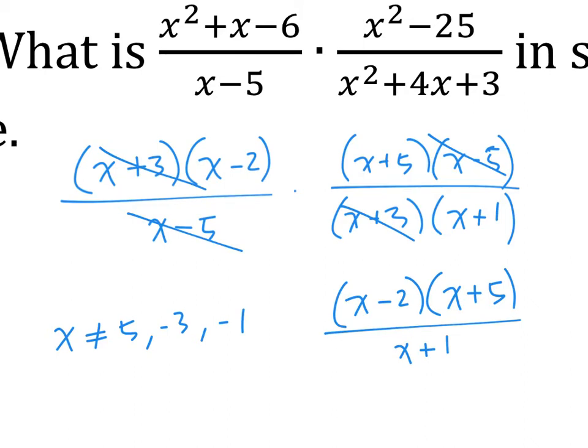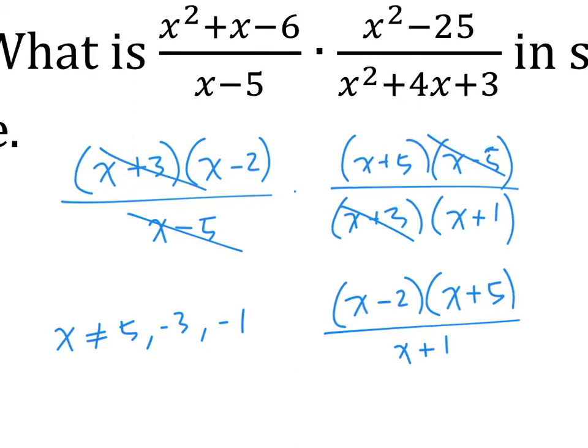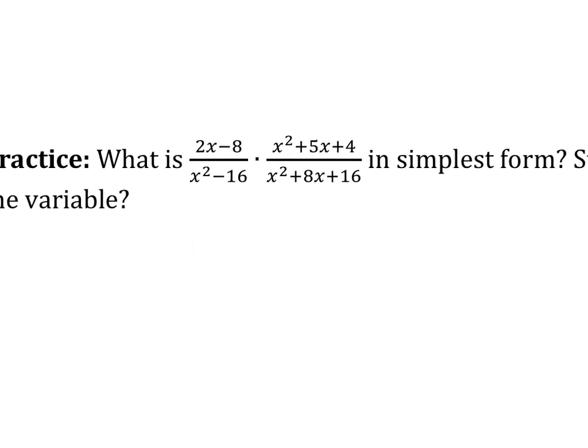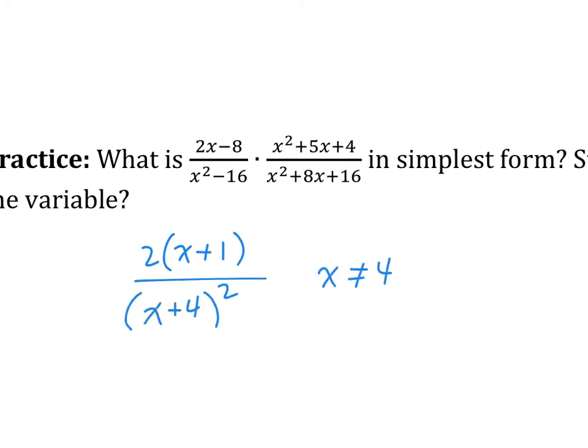Okay, easy. Let's have you guys try the next one. Let me know when you're done. All right, this one, the answer is 2 times x plus 1 over x plus 4 squared, because there are two of them. x is not equal to 4 or negative 4. Any questions on this? You okay?